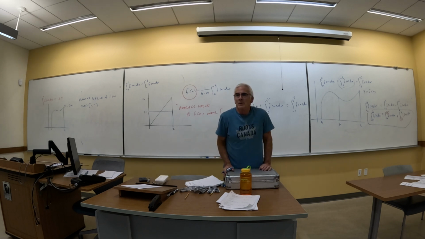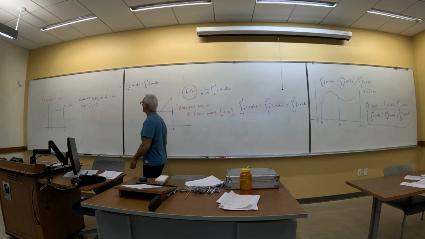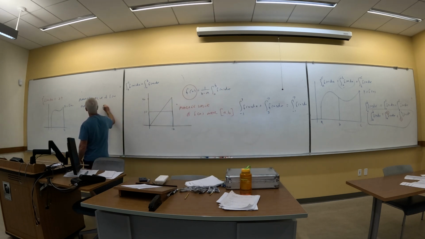How wide is 1 to 4? 3 units wide. So what's the answer? 9. And you got that by doing what? Dividing. 27, in fact, I'll write it like this.